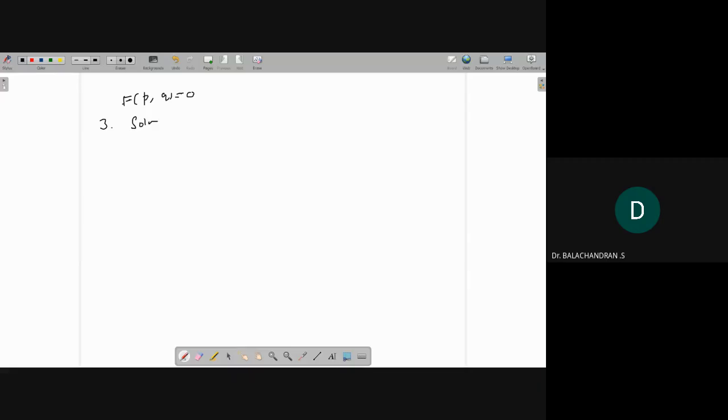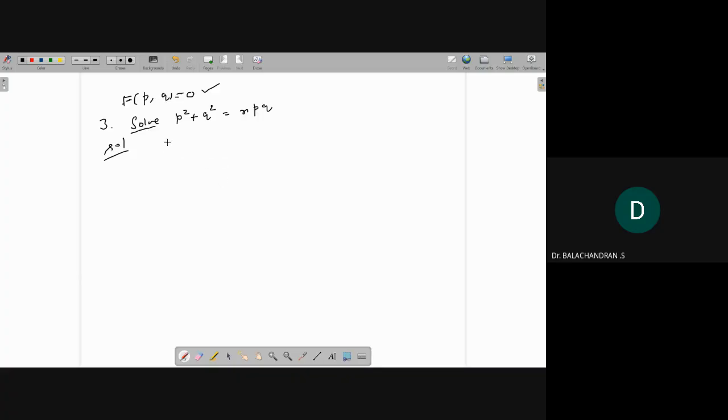Solve p square plus q square equal to n into pq. First you should identify this is under the type f of p comma q, because here you have only p and q. Solve means you should find the complete solution, general solution, and a singular solution. And I told that for the type of f of p comma q, there is no singular solution.